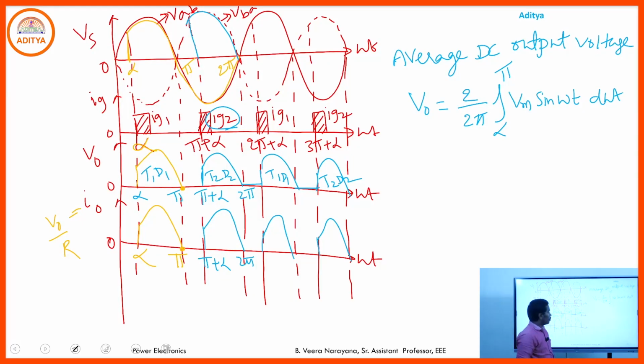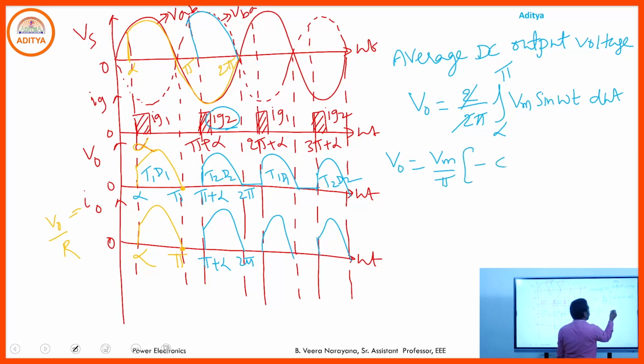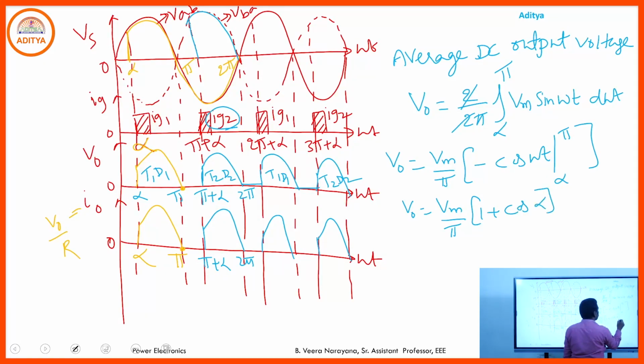Very simple. By simplifying this expression, V naught equals Vm by pi, integral of sin omega t, which is minus cos omega t, between the limits alpha to pi. So finally V naught equals Vm by pi into (1 plus cos alpha).